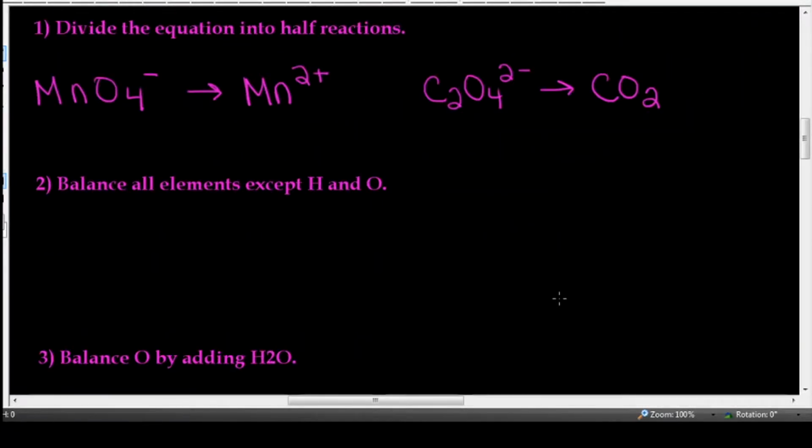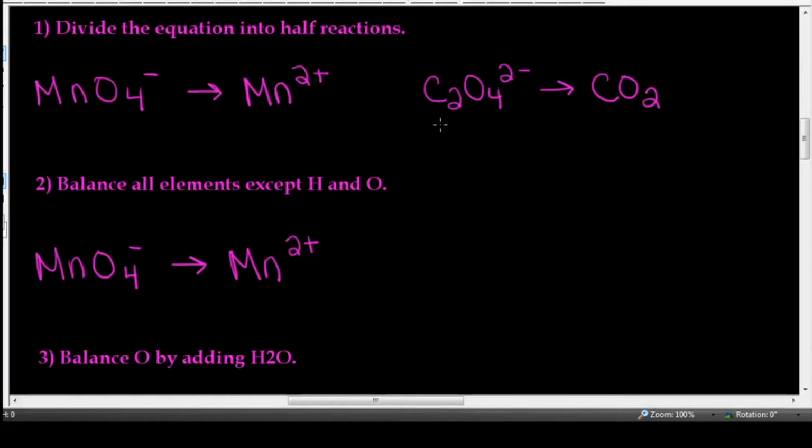Step number 2, balance all of the elements except for hydrogen and oxygen. So if I'm looking up here, I'm balancing manganese with manganese, that's already balanced. So I'm just going to rewrite that. And once you get better at these, you're not going to need to write out every single step separately every single time. It does get a little tedious. I'm going to do that for you now just so that we can see every single step. But if you didn't want to rewrite something that you'd already written, you can abbreviate.